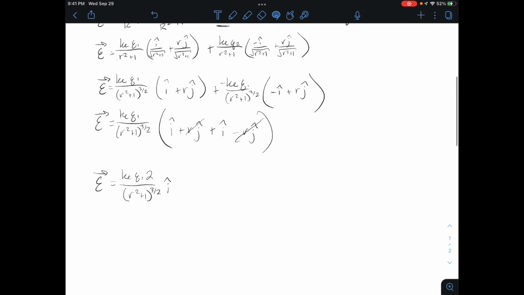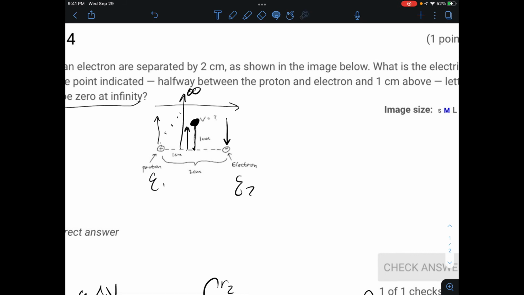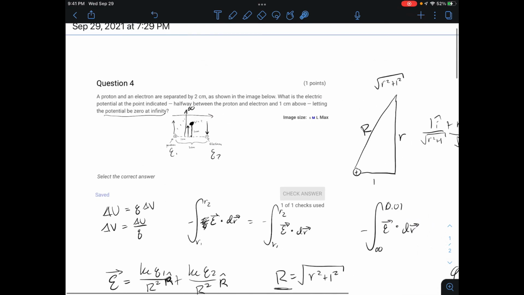Now, if we look back at our original picture, this makes sense, because we have a positive and a negative charge on here. The positive is going to have an up effect and the negative is going to have a down effect. They're going to have equal up and down, so our j direction should cancel. But because the positive is over here and the negative is over here, we're just going to have our net electric field in the positive i hat direction.